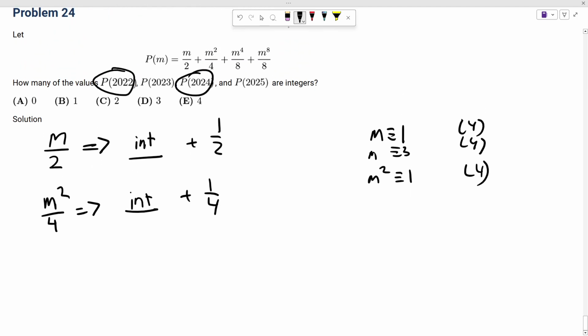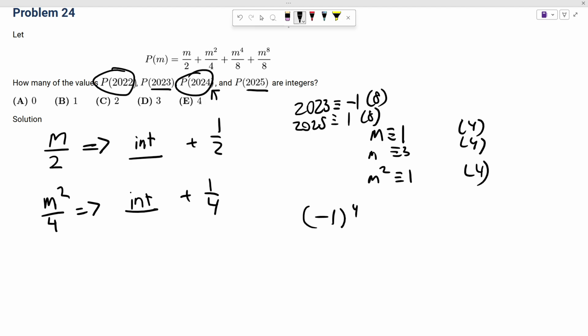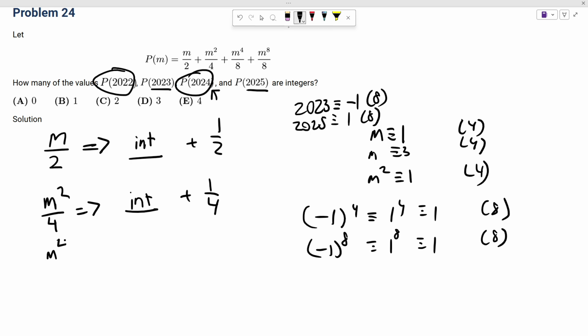And now let's do the same thing for 8. The two odd numbers we're considering are 2023 and 2025, sorry. But 2024 is divisible by 8. So 2023 is congruent to -1 mod 8, and 2025 is congruent to 1 mod 8. But you'll note that -1 to the 4th power and 1 to the 4th power are all just 1 mod 8. And the same thing with the 8th power. -1 to the 8th power is the same as 1 to the 8th power, which is also 1 mod 8. So that means that m to the 4th and m to the 8th are also both going to be 1 over a multiple of 8.